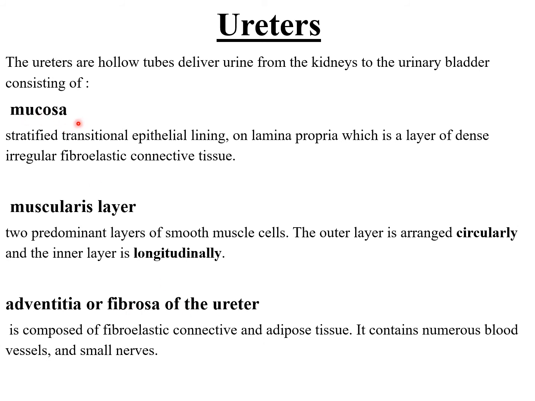The mucosa in the ureter consists of two parts: the epithelium and the lamina propria. The type of epithelium in the mucosa of the ureter is the stratified transitional epithelium, while the lamina propria consists of dense, irregular fibroelastic connective tissue. The other layer in the ureter is the muscularis layer, which also consists of two layers of smooth muscle. The outer layer is arranged circularly, and the inner layer is longitudinal.